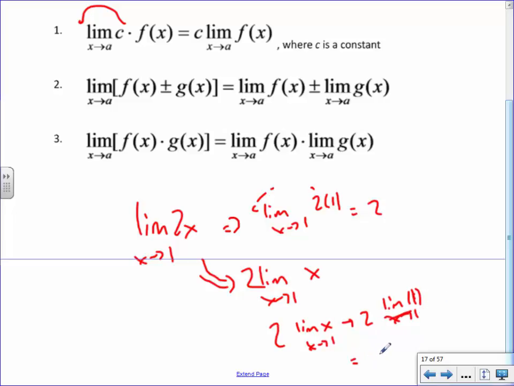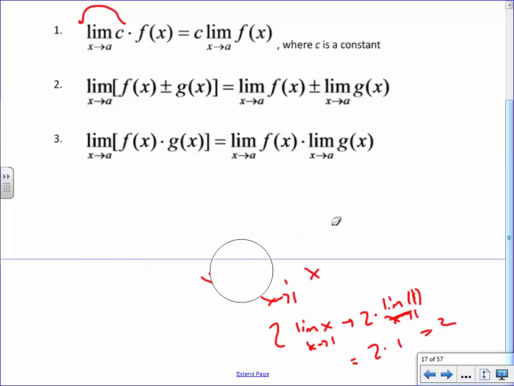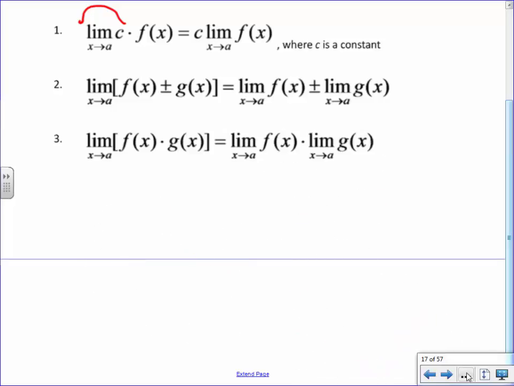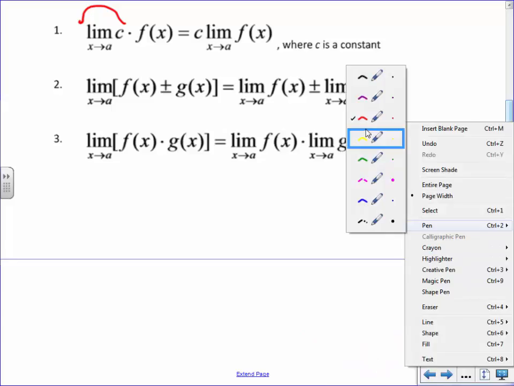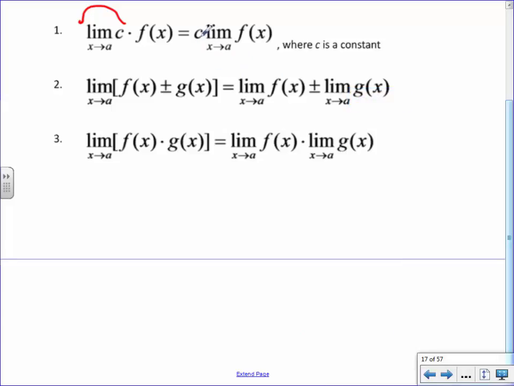Do you see how this is going to be the same thing either way? This is 2 times 1, and this is still going to be 2 times 1. It still ends up being 2. So that's one of our first limit rules, that constants really aren't affected. And the biggest reason why is that the 2 is not a variable that needs to get pulled in front.